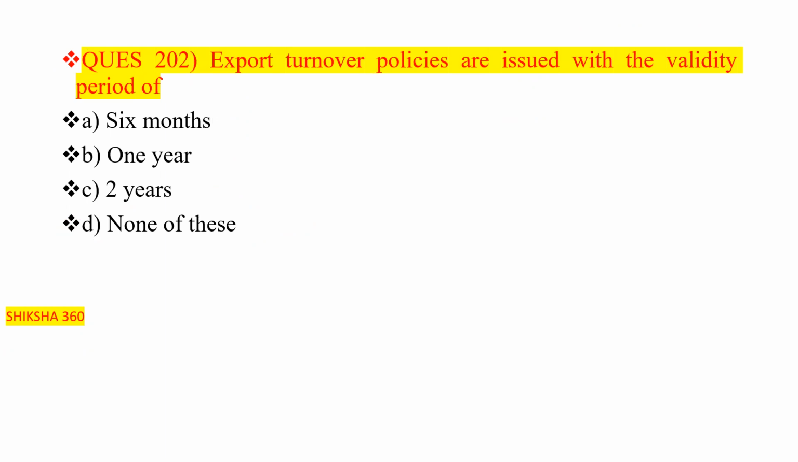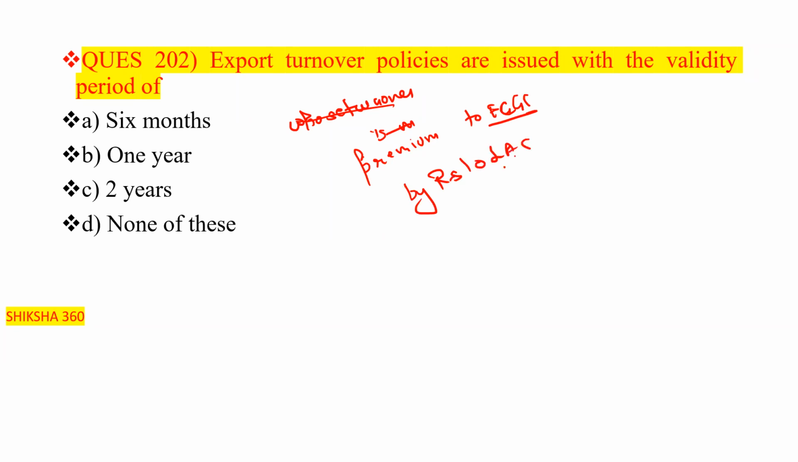Export turnover policies are issued within the validity period of what? And these policies are issued to whom? Those who are providing premium to ECGC by more than 10 lakhs. So export turnover policies are issued with a validity period of 6 months, 1 year, 2 years, or none of these.